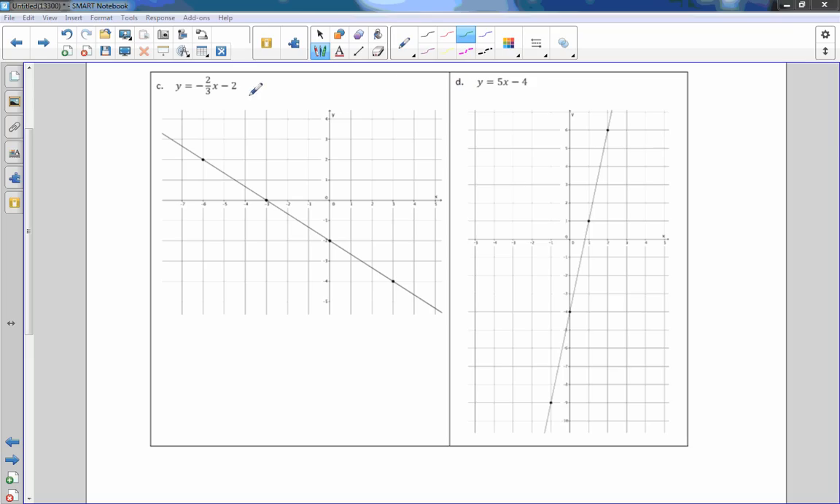Okay, so here's 2 more. You try C and D on your own. Pause the video, see if you can figure it out. And how about answering both questions now? What is the slope and what is the y-intercept? Okay, so now we're going to take a look at this.